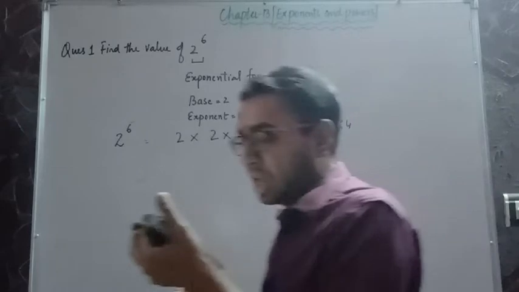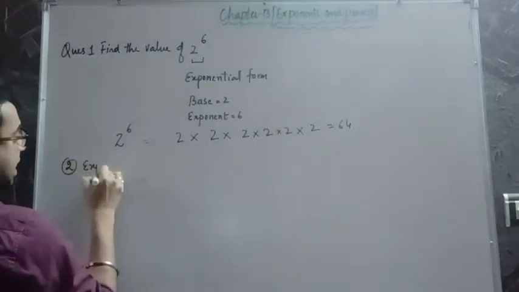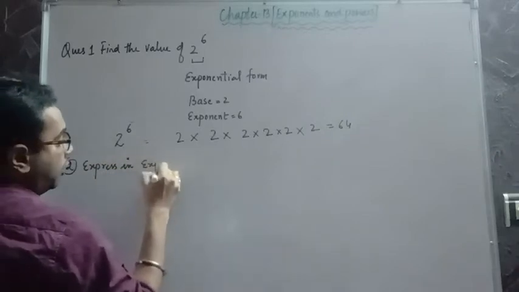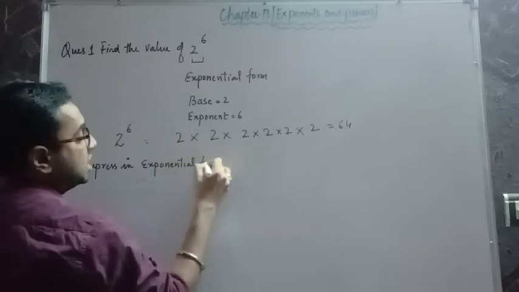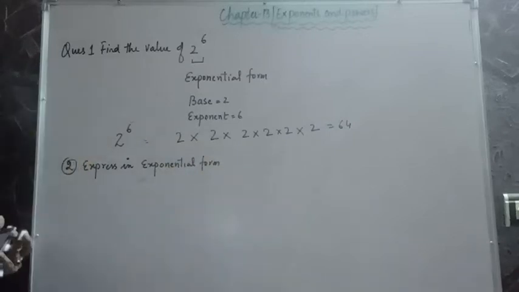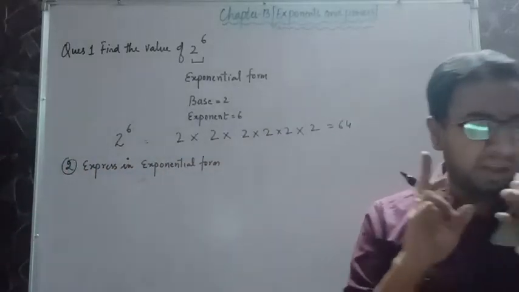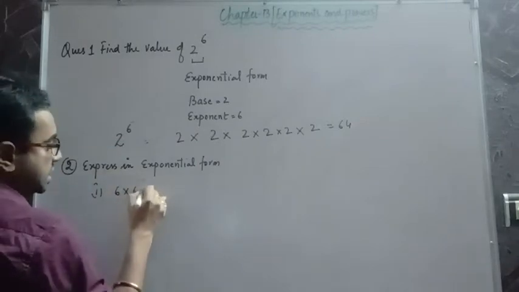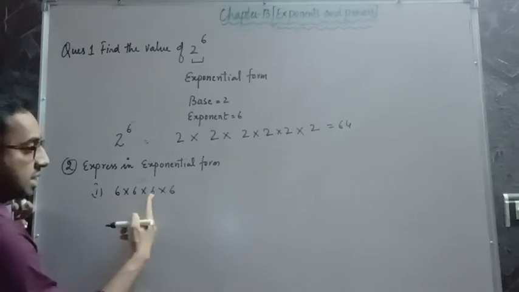Question number 2, express the following in exponential form. What do you mean by exponential form? Whenever we talk about exponential form, there should be a base and there should be an exponent. I'll be doing the first part, very easy. 6 into 6 into 6 into 6.